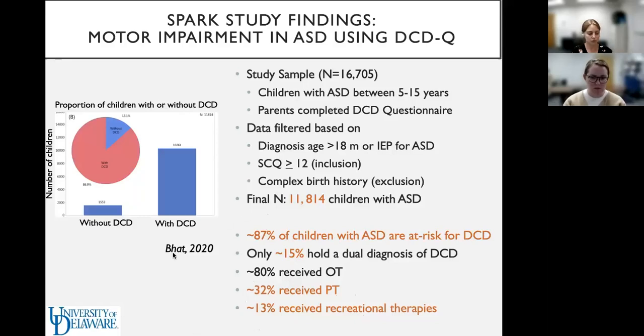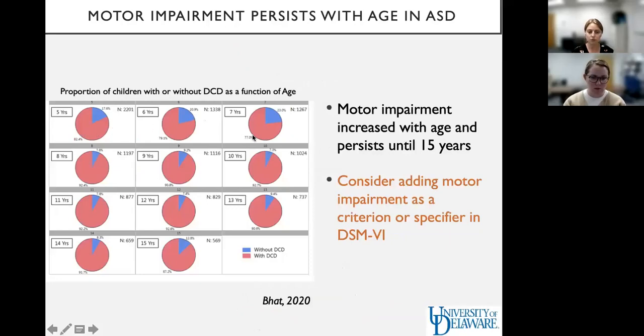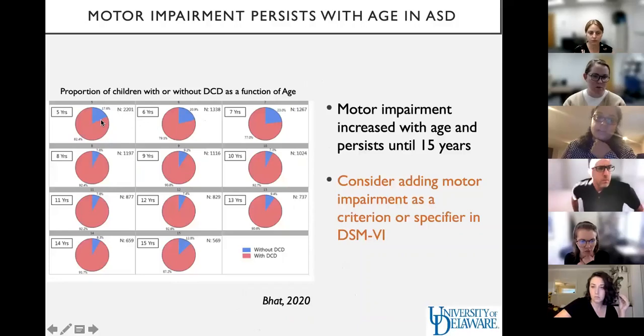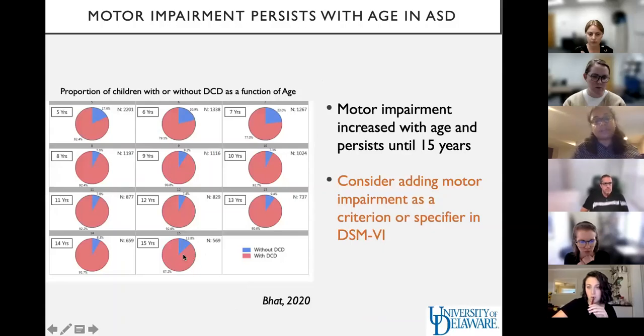Another thing I looked at is how this changes over development, and what you see is these issues don't go away. You would think that the motor problems would go away, and that's not what the parents are reporting. There are persistent motor issues even at 15 years of age, and 5 to 15 is the age range in which you can administer the DCDQ, and that's what has been done by the SPARK team. And so I don't have data above that, but that is something people should look into, whether these problems continue to remain in the future.